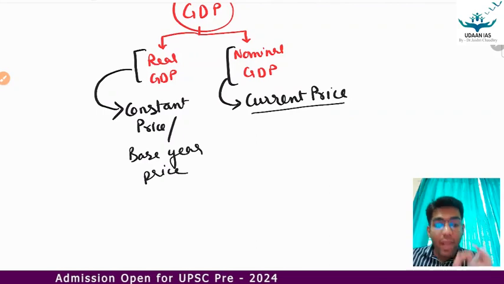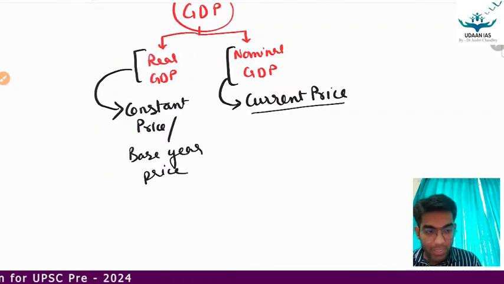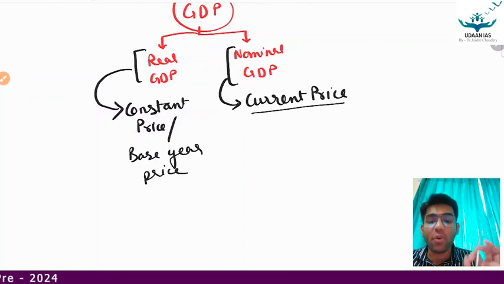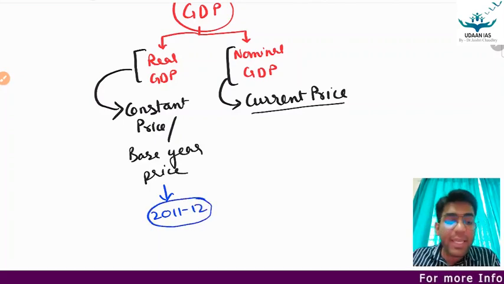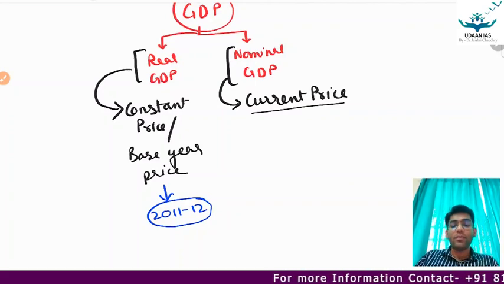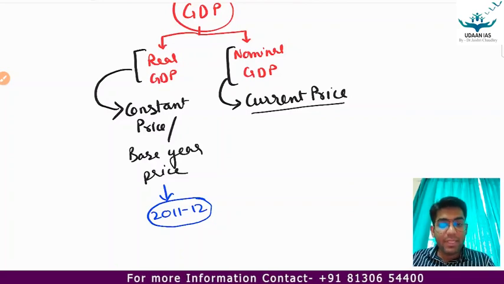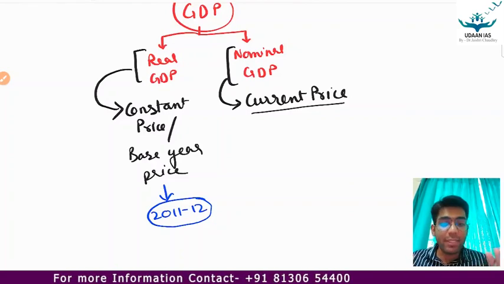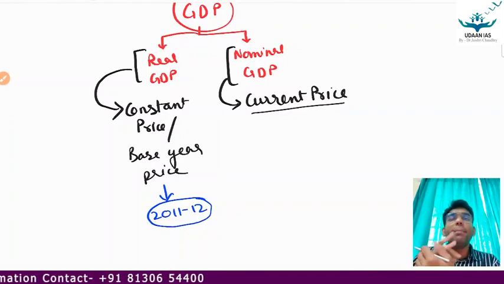Right now, how we are calculating the GDP, we are calculating by taking the constant or the base year price at 2011-12. Right now I have assumed this as the base year. Able to understand? Now see, if I'm talking about this entire concept, for example, I have taken this entire concept of current price.